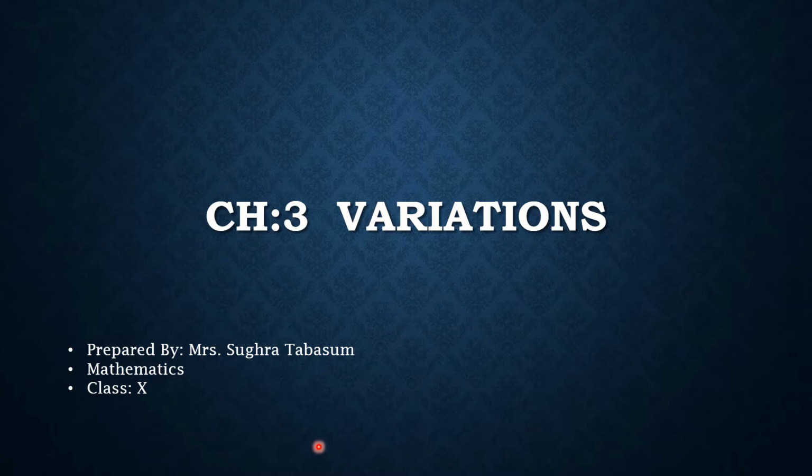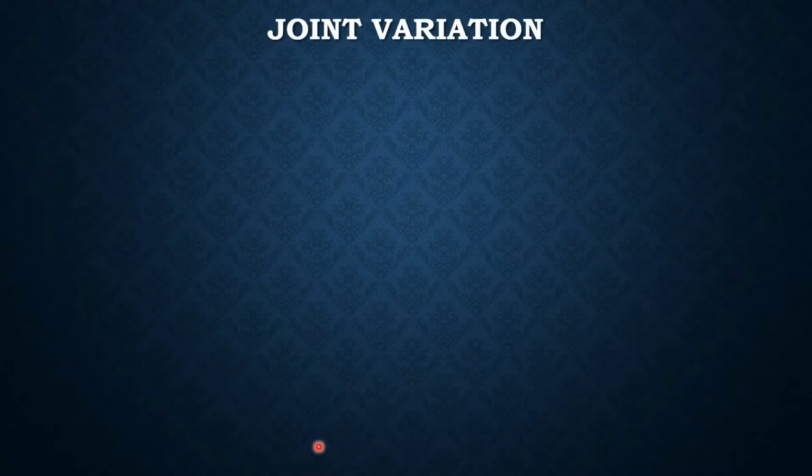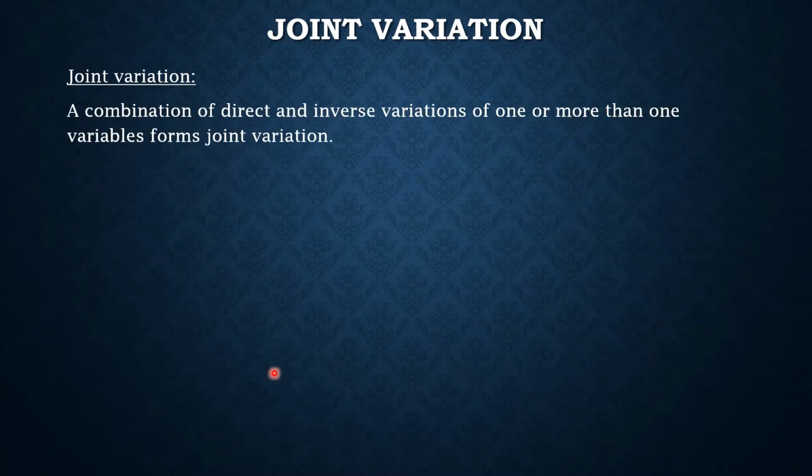Today we will continue our third chapter, variations, of class 10th mathematics, and our topic is joint variation. So students, what is joint variation? This is a combination of direct and inverse variations of one or more than one variables forms joint variation.